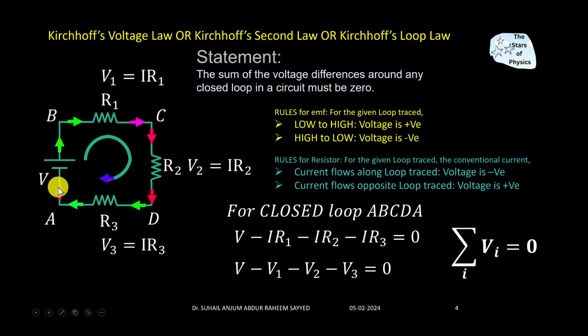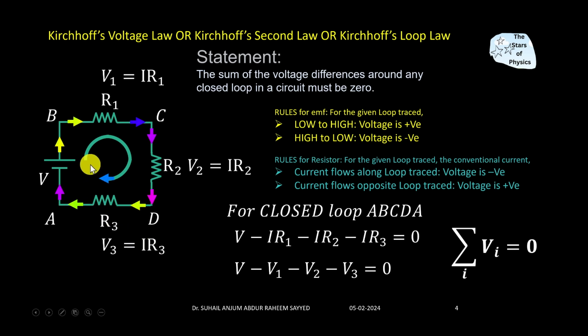Now here you can see that this is the voltage capital V, which is the voltage of the battery. Then R1 is there. Throughout the circuit the same current will flow, say we will call it capital I. So capital I will flow through this circuit. According to Ohm's law, the voltage drop across R1 will be V1 equals I into R1. The voltage drop across R2 will be V2 equals I multiplied by R2. And the voltage drop across R3 will be V3 equals I multiplied by R3.